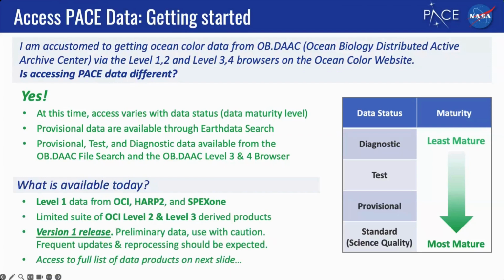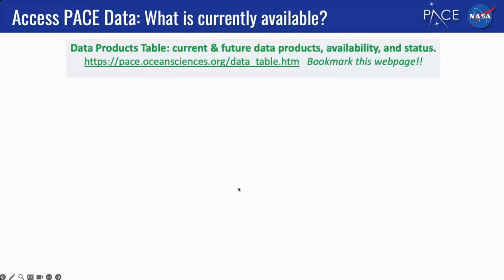And recall those instrument names that Jeremy mentioned. There's OCI, the hyperspectral imager, and there's HARP2 and SPEXone, the polarimeters. Level 1 data is available from all 3 of those instruments today. And there's also a limited suite of OCI level 2 and level 3 derived products. We always want to note that this is a version 1 release. It's preliminary data, so be sure you use it with caution and know that there are frequent updates and reprocessings ahead.